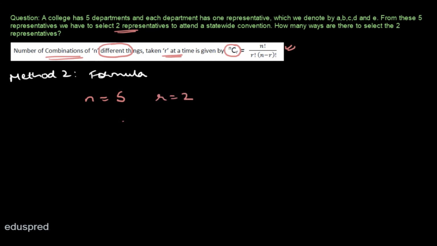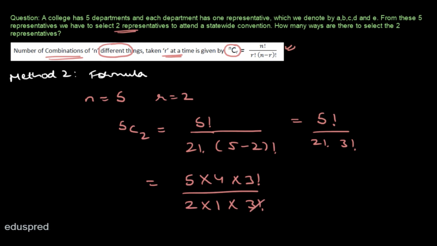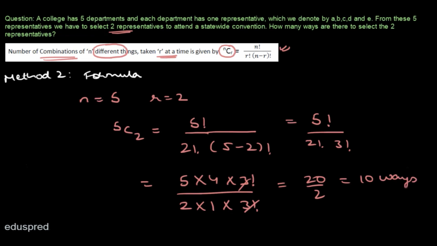So we can directly use this formula now. This will be 5C2, which is equal to 5 factorial divided by 2 factorial multiplied by (5 minus 2) factorial. This will be equal to 5 factorial divided by 2 factorial, 3 factorial, and once you solve this, you will get 5 multiplied by 4 multiplied by 3 factorial divided by 2 multiplied by 1 multiplied by 3 factorial. This is equal to 20 divided by 2, and this is equal to 10 ways. So this is your method number 2, the direct formula approach. Now let's move to method number 3.